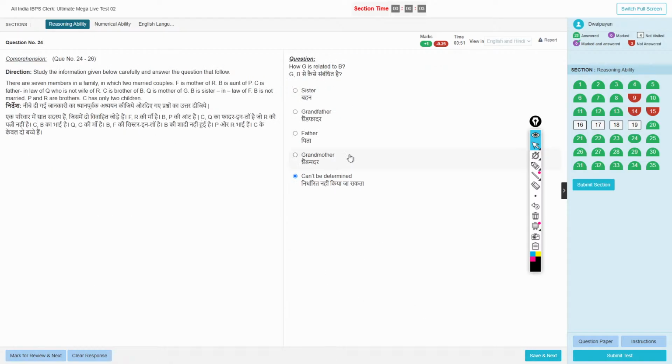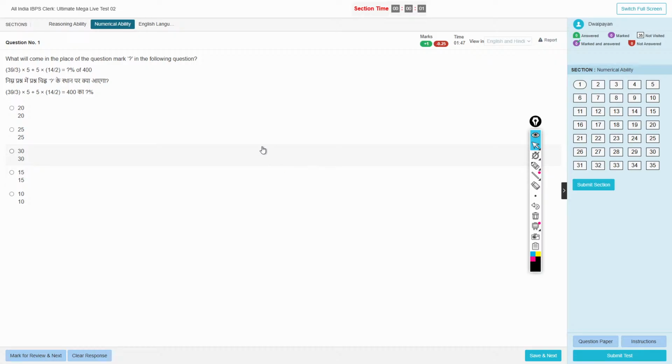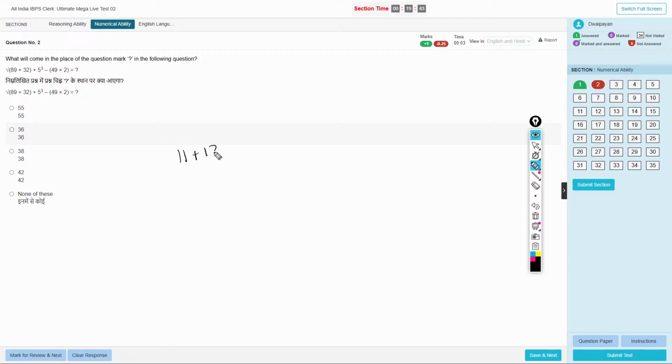Okay. Speed maths. Okay. 13 into 5, 65, plus 5 into 7, 35. It's equal to 100. So what percent of 400? So 25%. Okay, so this is 121. So 11 plus 125 minus 98. So this is 27. So 38.